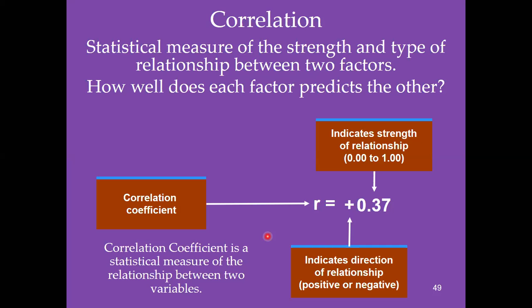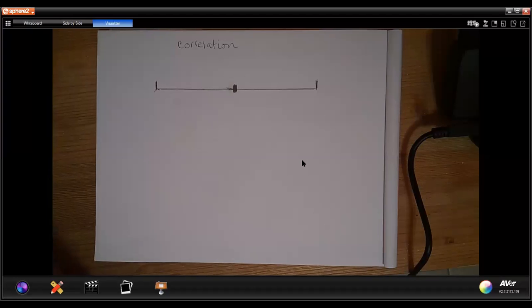There is then a number that summarizes this relationship. It's called the correlation coefficient. This is usually denoted as small r equals and then a number. So what are these numbers in correlation? Well, let's see if I can bring up this paper here. There we go. I think you can see that.